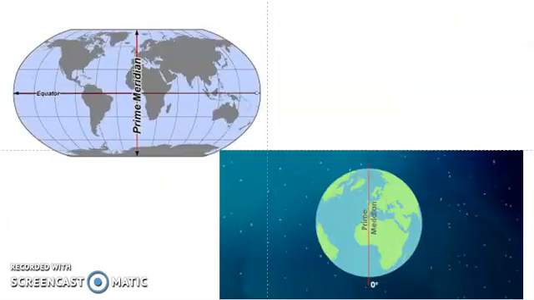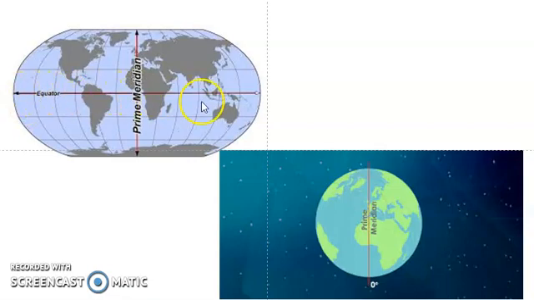There is also another imaginary line used to divide the earth. This is called the prime meridian. Can you say that word? Prime meridian. The prime meridian is an imaginary line that divides the globe from the top of the planet to the bottom. It divides the globe into the western hemisphere and the eastern hemisphere.